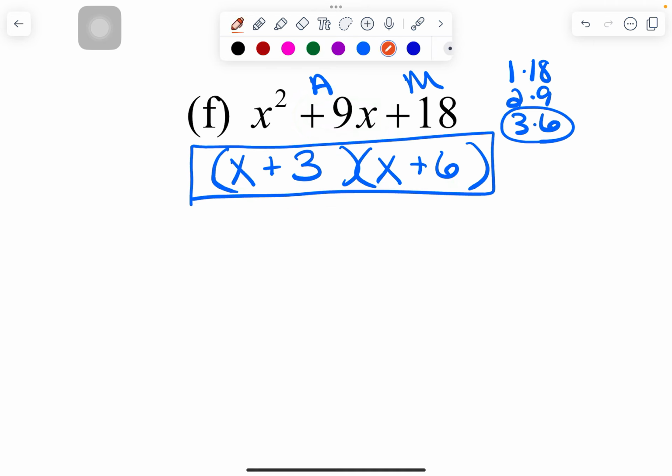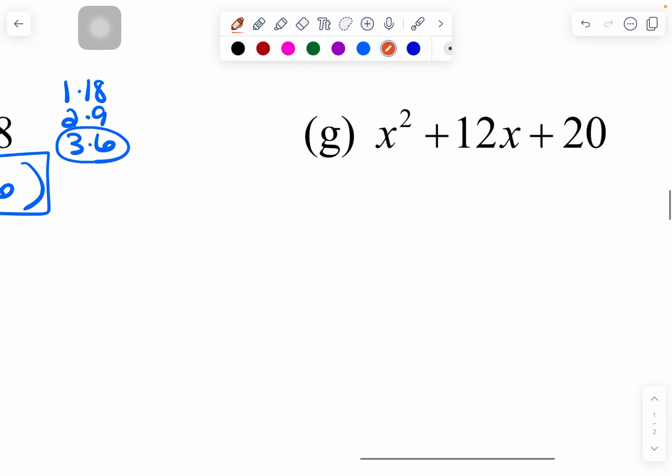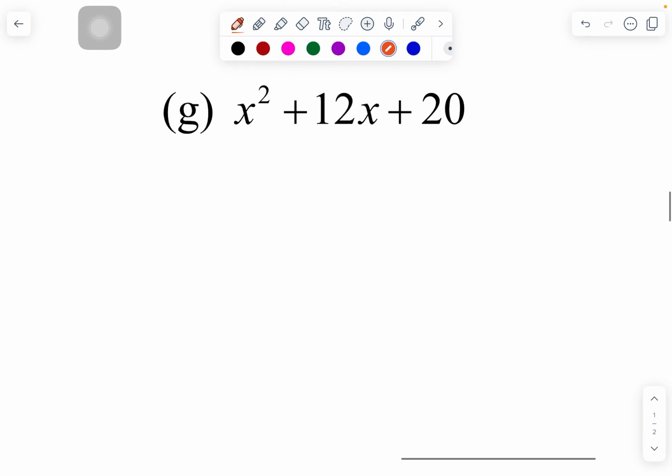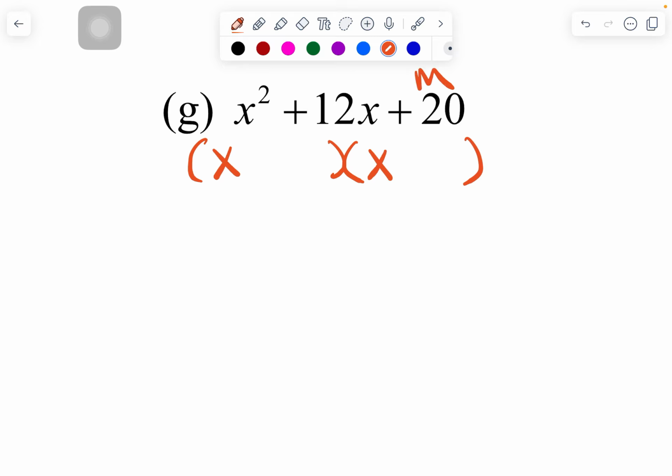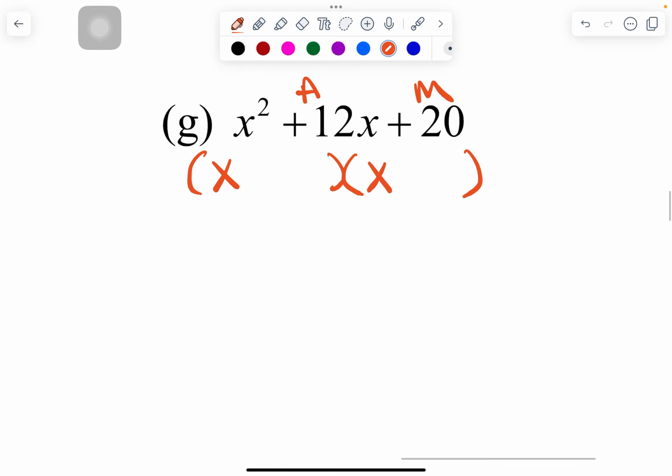All right, last one on the page is going to be part G, and that will then end the video. So do you have a GCF? No, for all the same reasons that we've talked about. Nothing is common to all 3 terms. So split the x, looking to multiply to 20 and add up to 12. So things that multiply to 20: 1 times 20, 2 times 10. I'm going to stop right there.